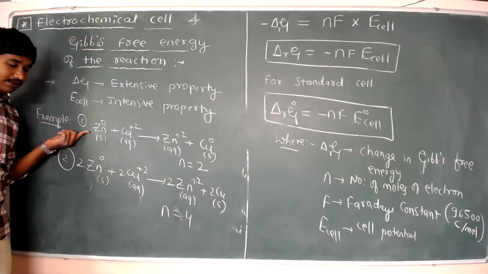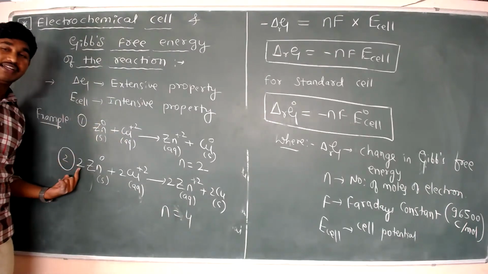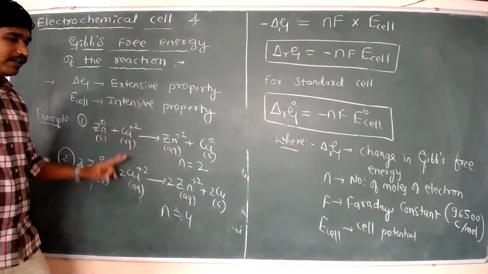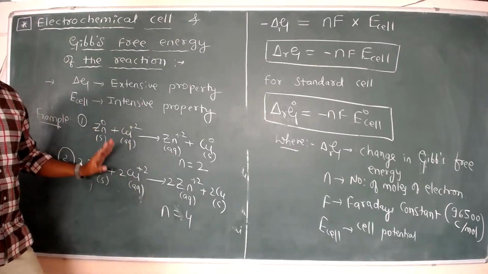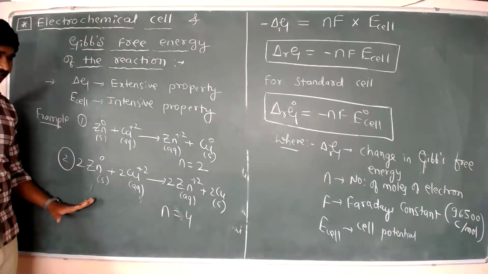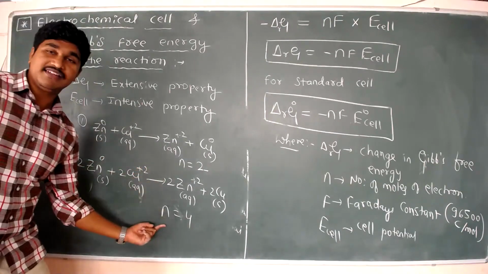Right? This one I am calling reaction 1. This one I am calling reaction 2. I took 2 reactions for the same cell, that is the Daniel cell. Right? Now here n is equal to 2, here n is equal to 4.